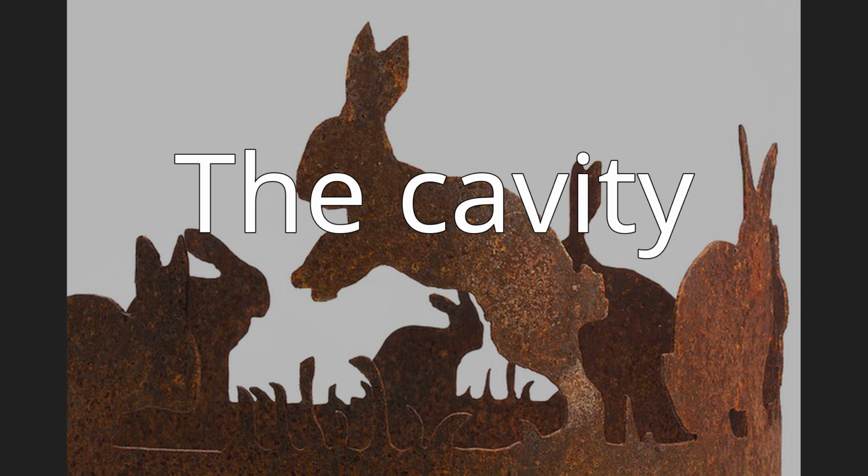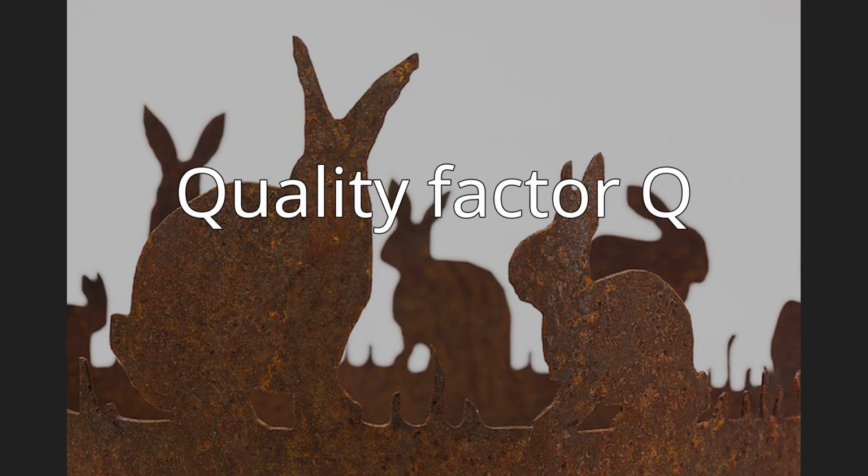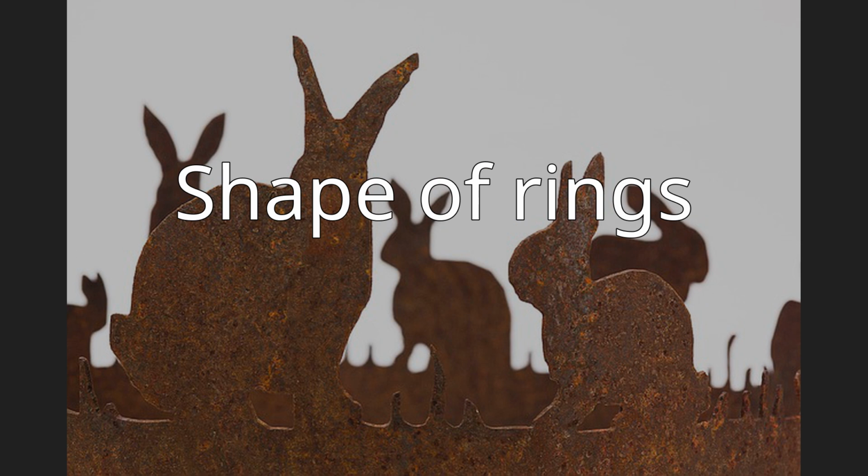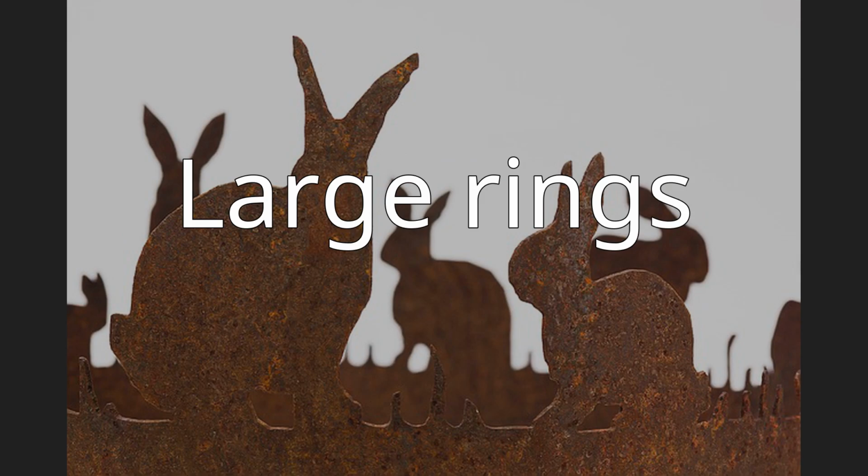For high-quality rings, reflectivities larger than 99.999%, or 1-10 ppm, are indispensable. At this time, the main limitation of mirrors is the extinction coefficient of the evaporated, high-index material TiO2. The size and shape of the cavity as well as the presence of interfaces also influence the quality factor. Quality factor Q. Measurement. Shape of rings. Mirrors. Large rings.